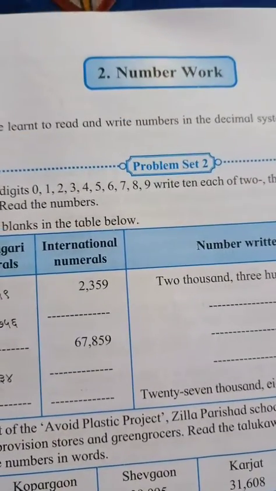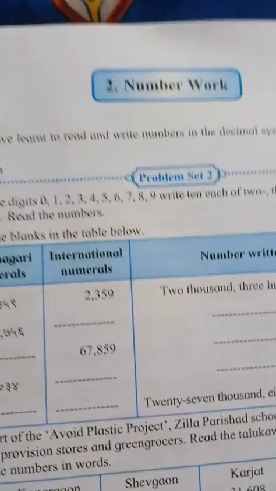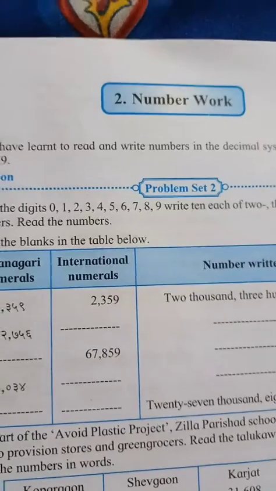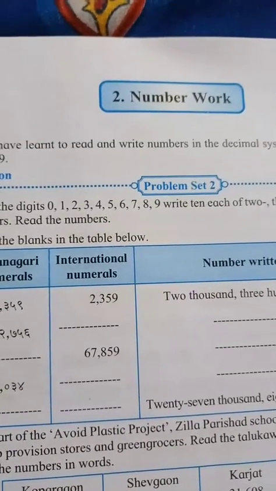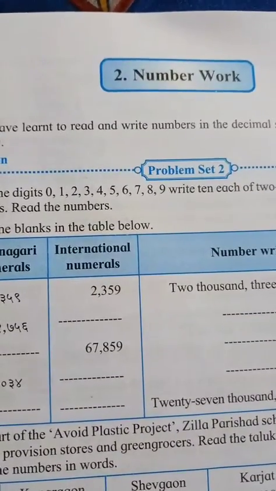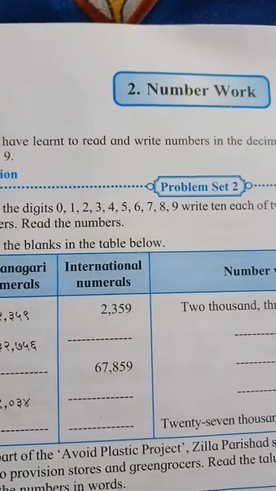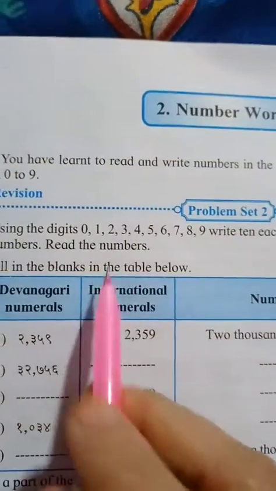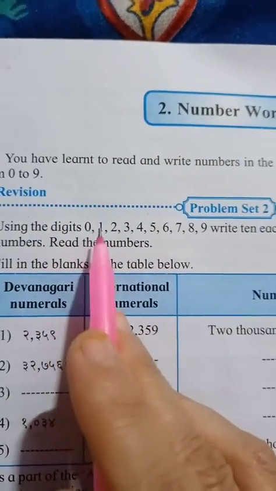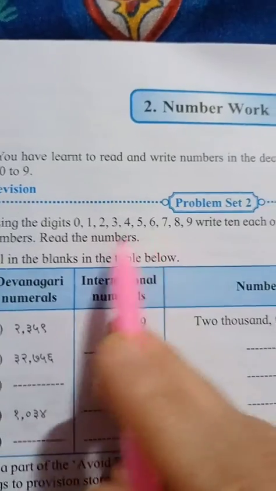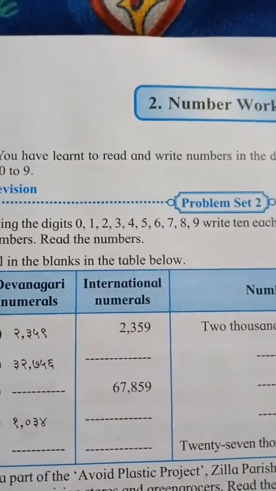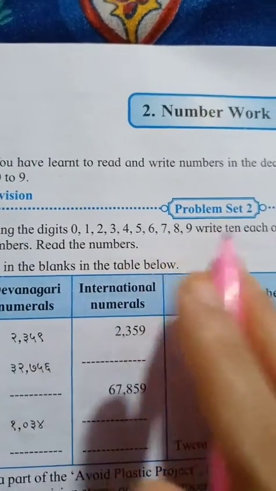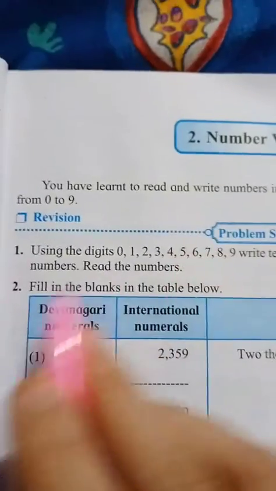number in words. In words you have learned it in the previous standard, and how to make the 2, 3, 4 and 5 digit number. So students, what is digits? You know that also. These are the digits like 0, 1, 2, 3. These are called what? Number as well as digit also. So let's start the problem set 2.